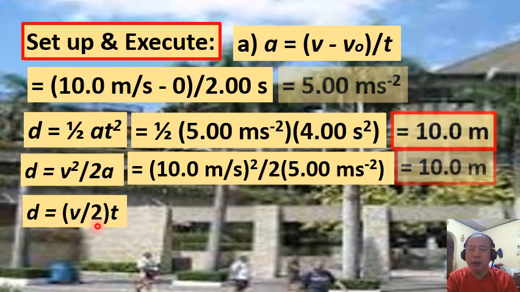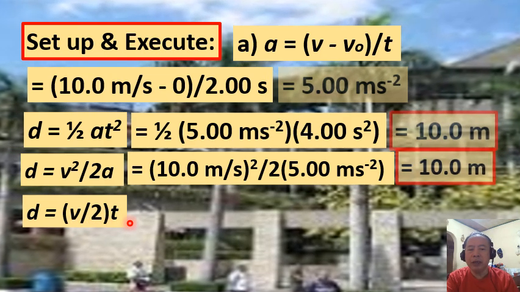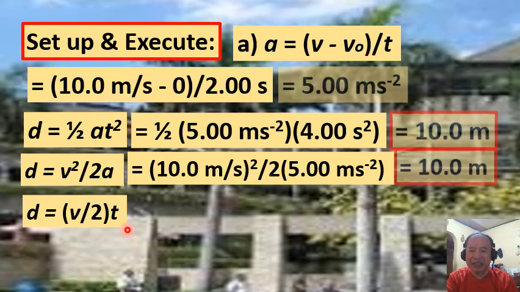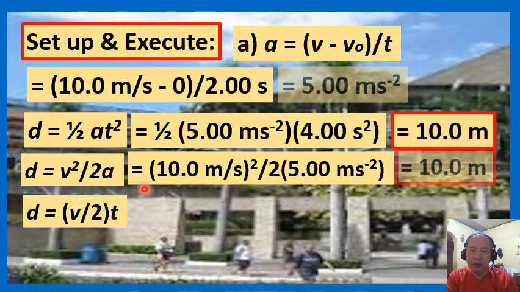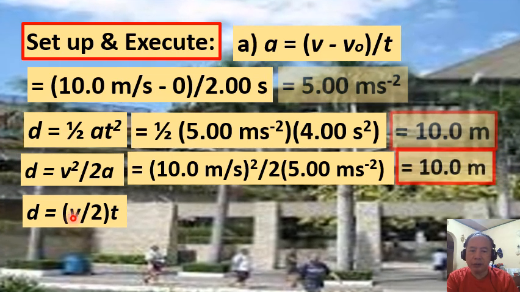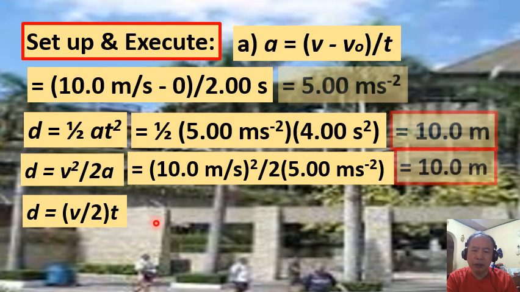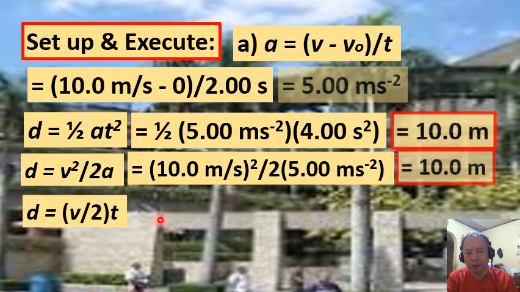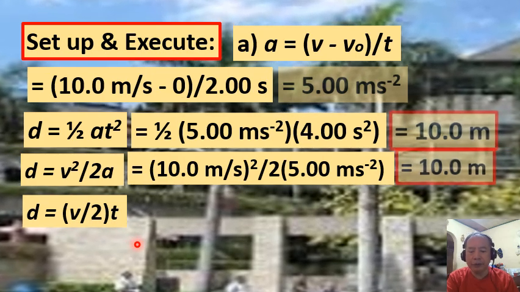But we are assuming here also that the acceleration of the body is also constant, right? In fact, for the 3 formulas that we are presenting here, the assumption is that the acceleration of the moving body is constant, right? So let's try this third formula.